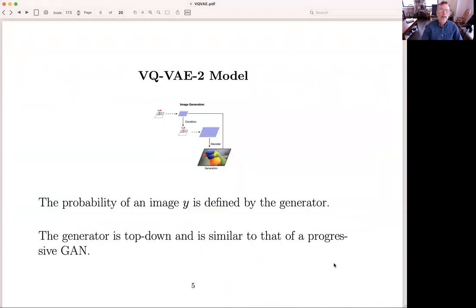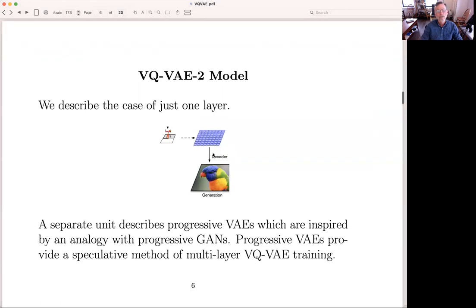The vector quantized VAE, the more recent versions, are multi-layer. So they're like a progressive GAN, where you sample from the prior and then generate the image, generating lower resolution images, then gradually higher resolution images, and then the final image. So it's similar to a progressive GAN in the structure of its generator. But for simplicity, at least in the beginning, I'm going to describe just the single layer version, which appeared first.